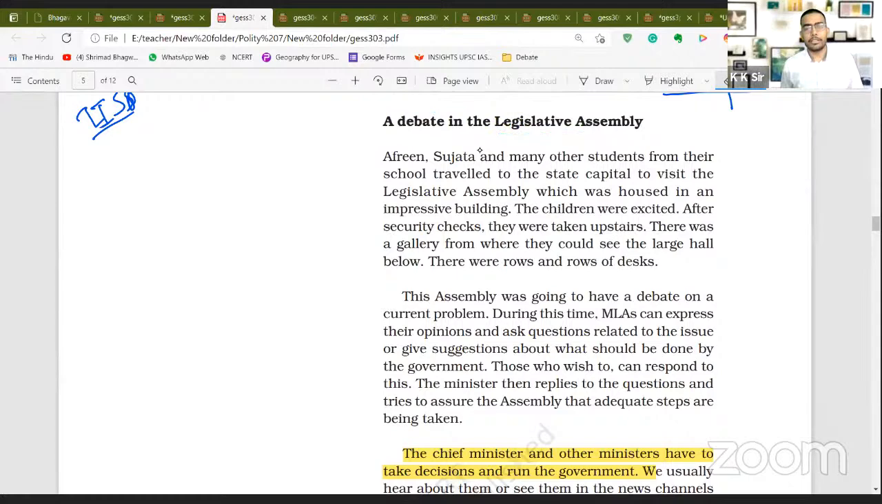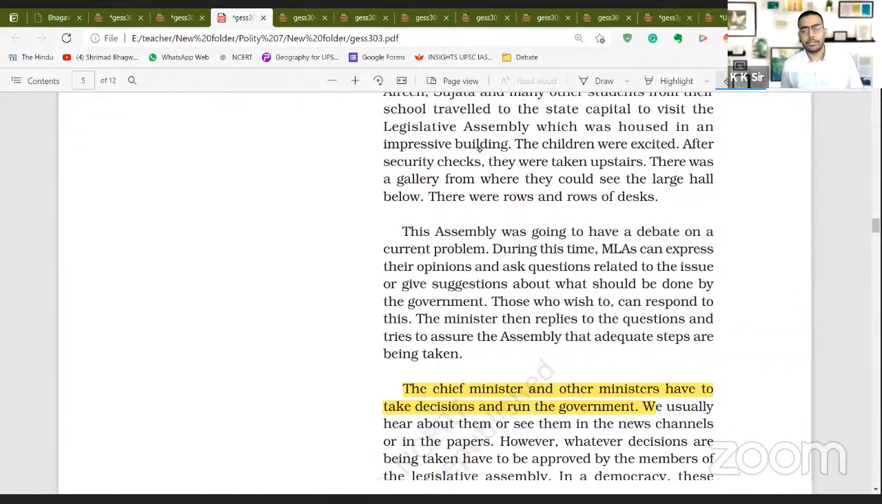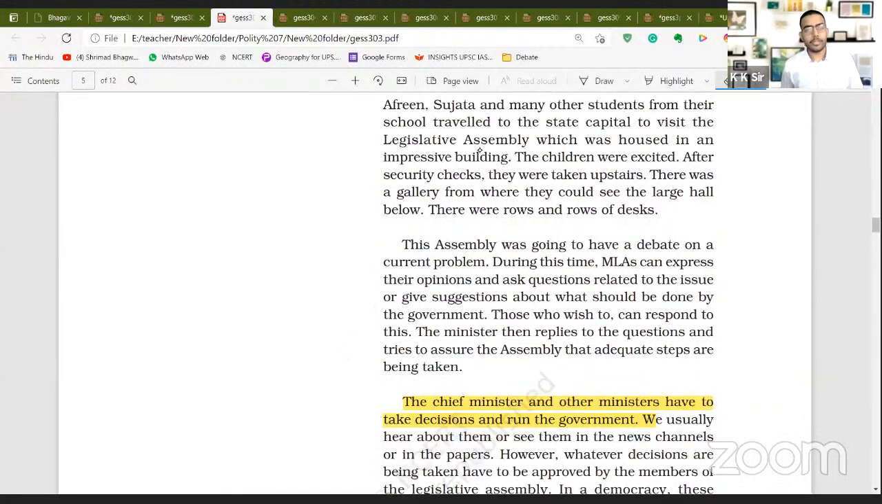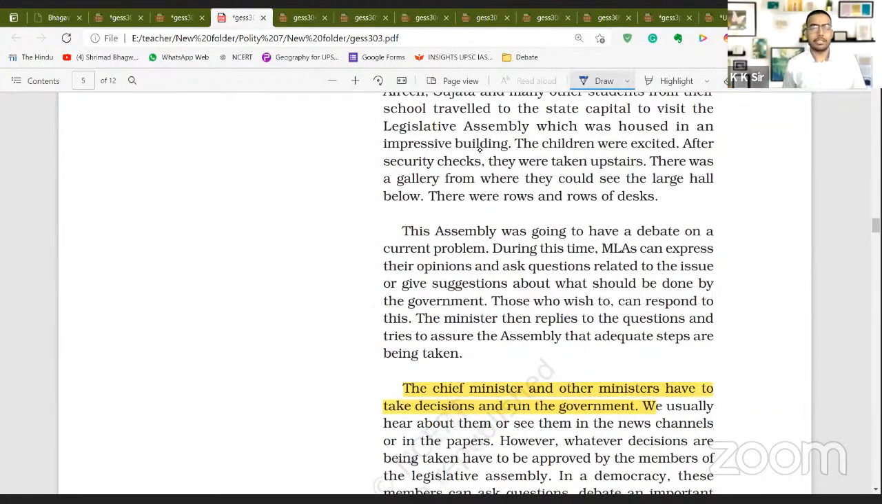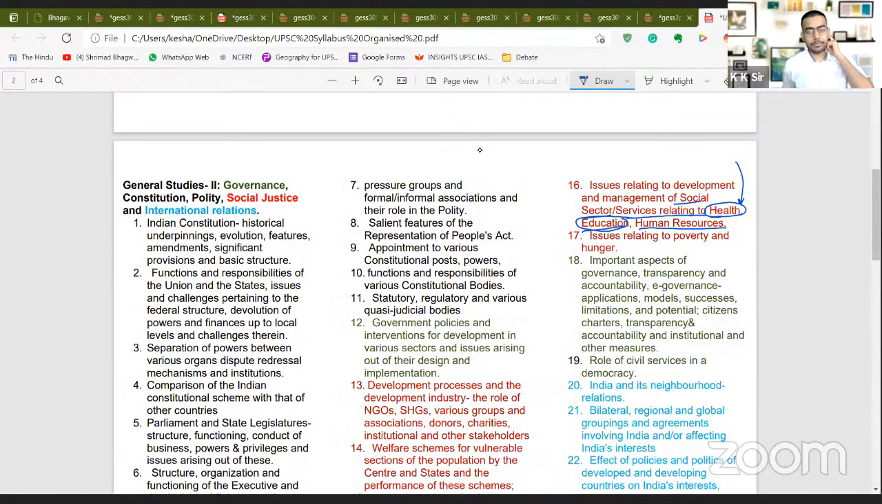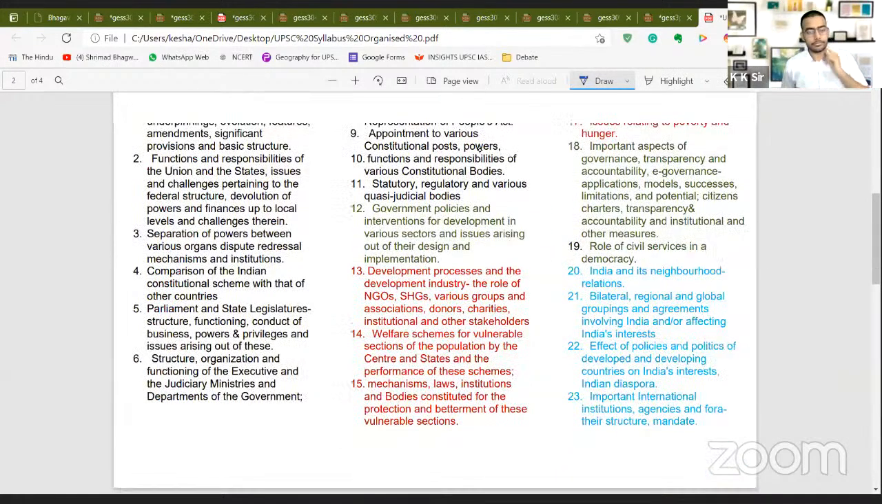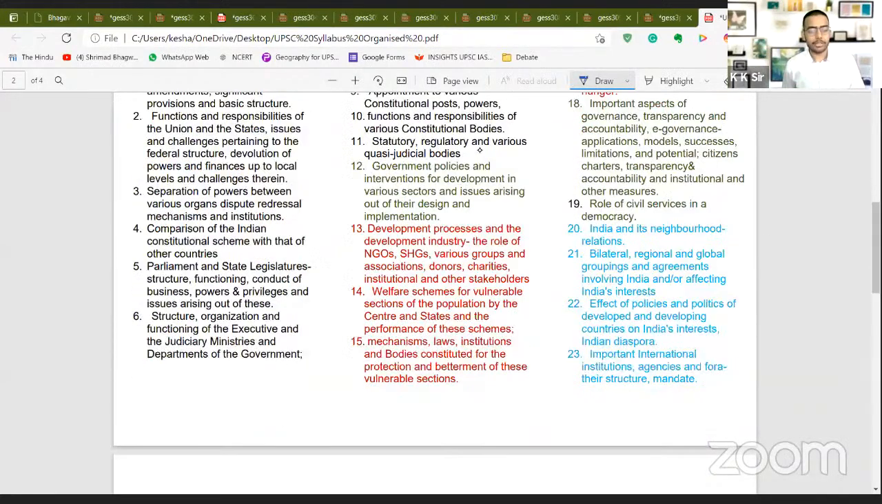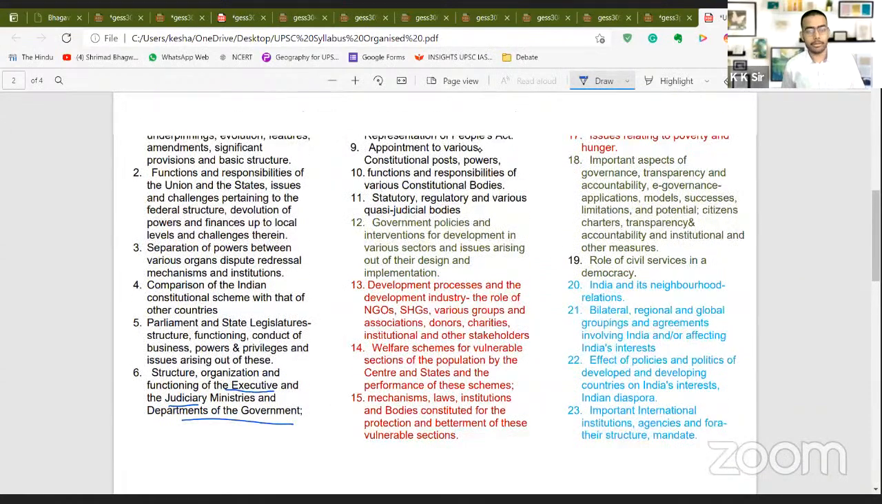Okay, so debate in legislative assembly. If we see a live session of any legislative assembly or parliament, people are supposed to debate and discuss there. There is a special session in the legislative assembly called question hour. In this question hour, these legislators can ask questions. Let me show you the syllabus, then you can relate to it in a better manner, I suppose. Structure, organization, and functioning of executive, judiciary, department, government of department.